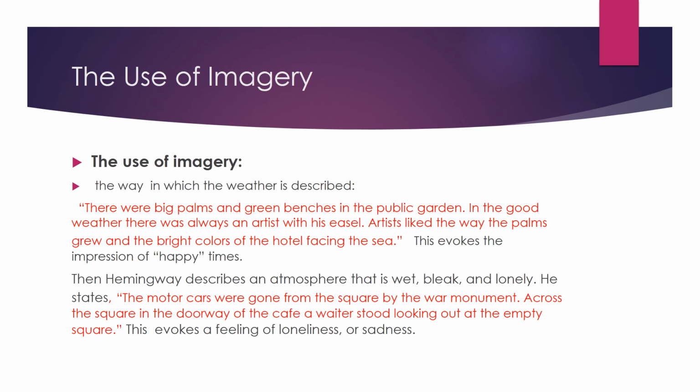This is a quotation from the short story, Cat in the Rain. There were big palms and green benches in the public garden. In the good weather, there was always an artist with his easel. Artists liked the way the palms grew and the bright colors of the hotel facing the sea. This evokes the impression of happy times. You see in this quotation that everything is fine, like we are living in heaven.